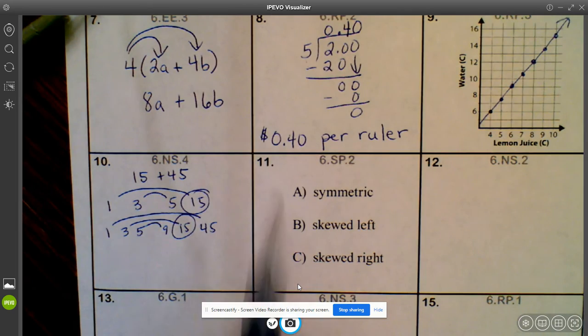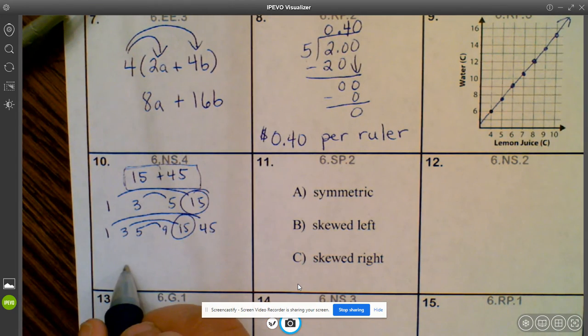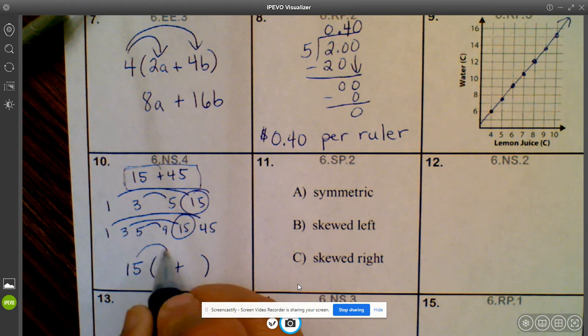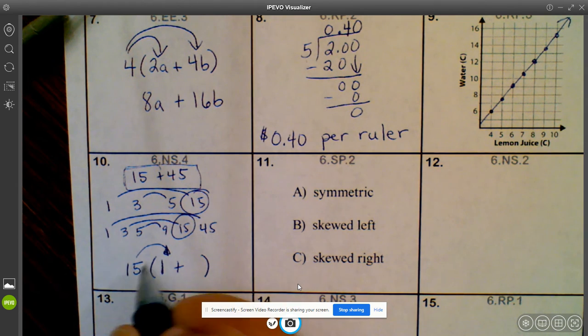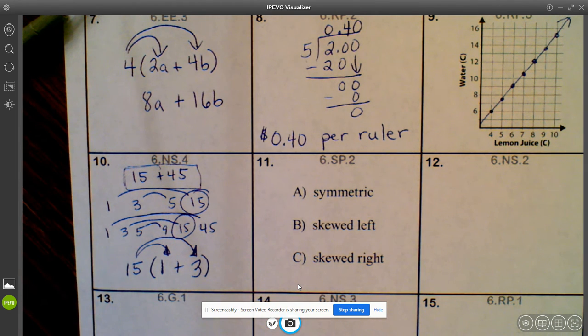So we're rewriting this using the distributive property. So we're going to write 15 on the outside. And then what would I multiply 15 by to get back to 15? That would just be 1. And what would I multiply 15 by to get to 45? That would be 3. So 15 times 1 plus 3 is the same as 15 plus 45.